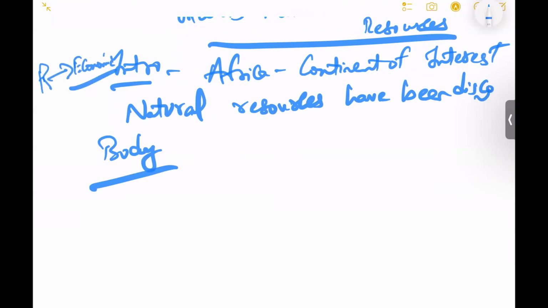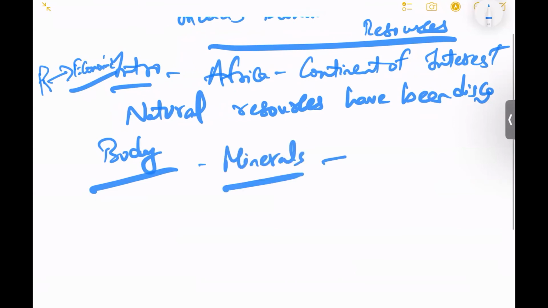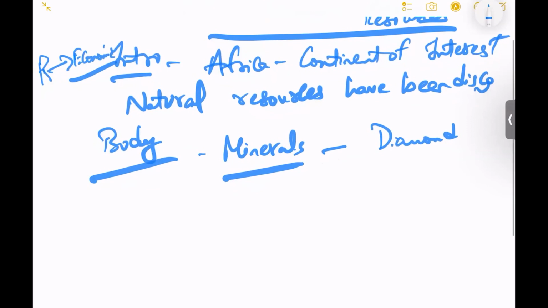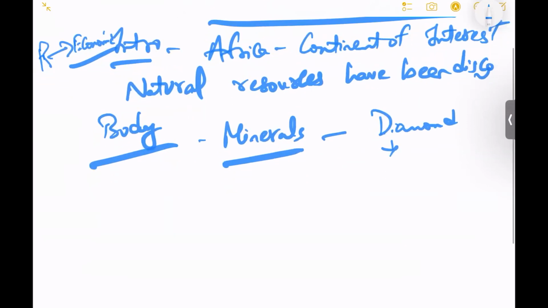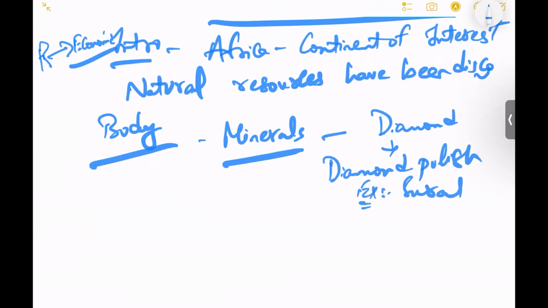So the first will be minerals. What are the important minerals available in Africa? Diamond. India can use diamond, as India has some of the most sophisticated diamond polishing centers, for example, Surat. And where is this diamond available in Africa?